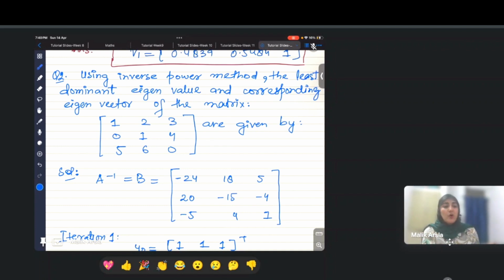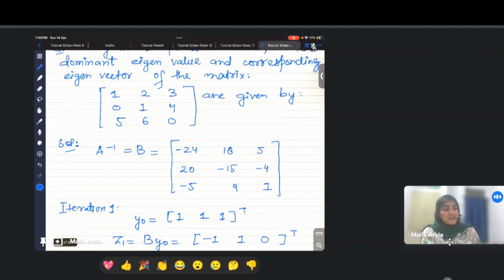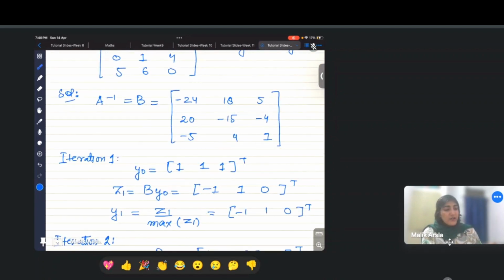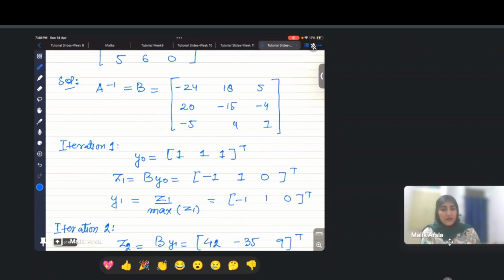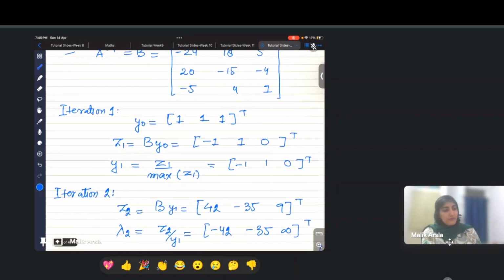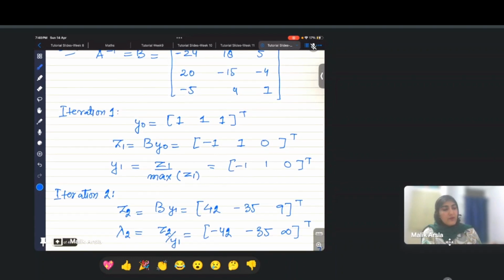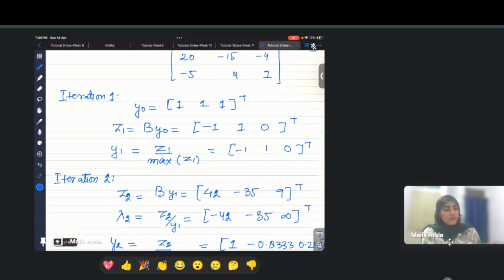And what is basically power method giving us? Power method gives us the dominant eigenvector, right? So if we find the dominant eigenvector for A inverse, that simply means we are finding the least dominant eigenvalue for A. That is how we do it. We simply take A inverse here, then again we do the same procedure: z is equal to B into y naught, and y1 is equal to z2 by y1. The same steps will be followed, but it will be a different matrix.